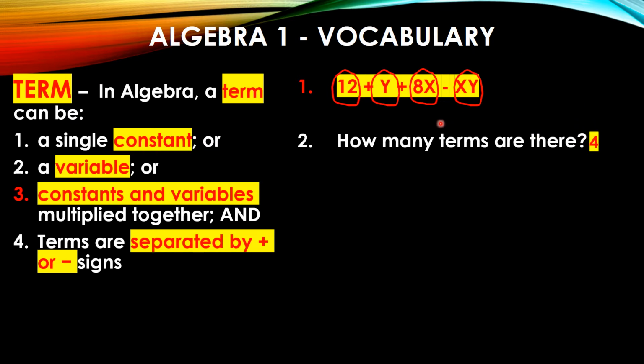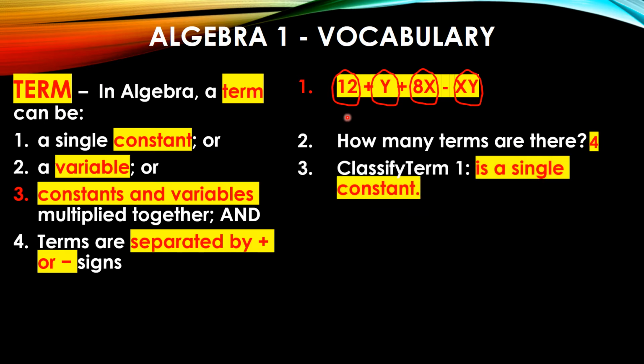So let's classify term one. So here's term one, and it's just, is that a variable or is that a constant? What do you think? Okay, it's just a single constant. Okay, so let's look at this second term here, y. So let's classify what is y. Is it a constant or is it a variable? Well, it's just a variable all by itself.